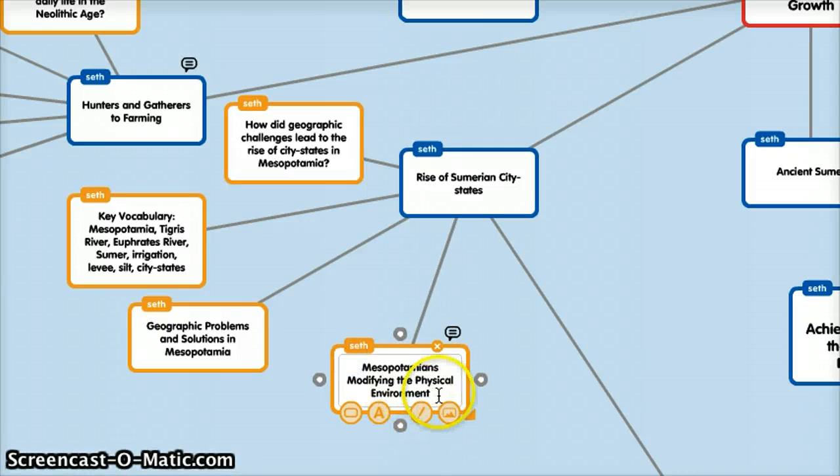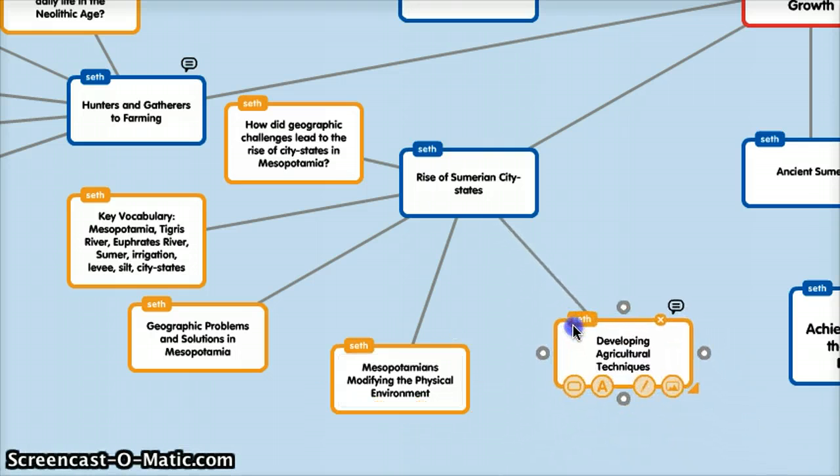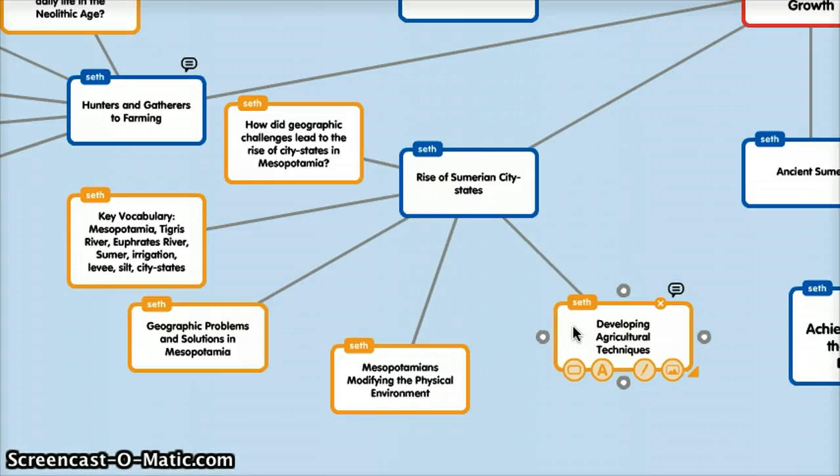Next up, we have a lesson on how Mesopotamians modified their physical environment. What they do with irrigation systems, levees, and city walls to modify their physical environment. And finally, we'll wrap up with developing agricultural techniques. We'll talk about some of the techniques that the Sumerians, or the Mesopotamians, developed to help them create a bigger population and have more food, a bigger, stable food supply.